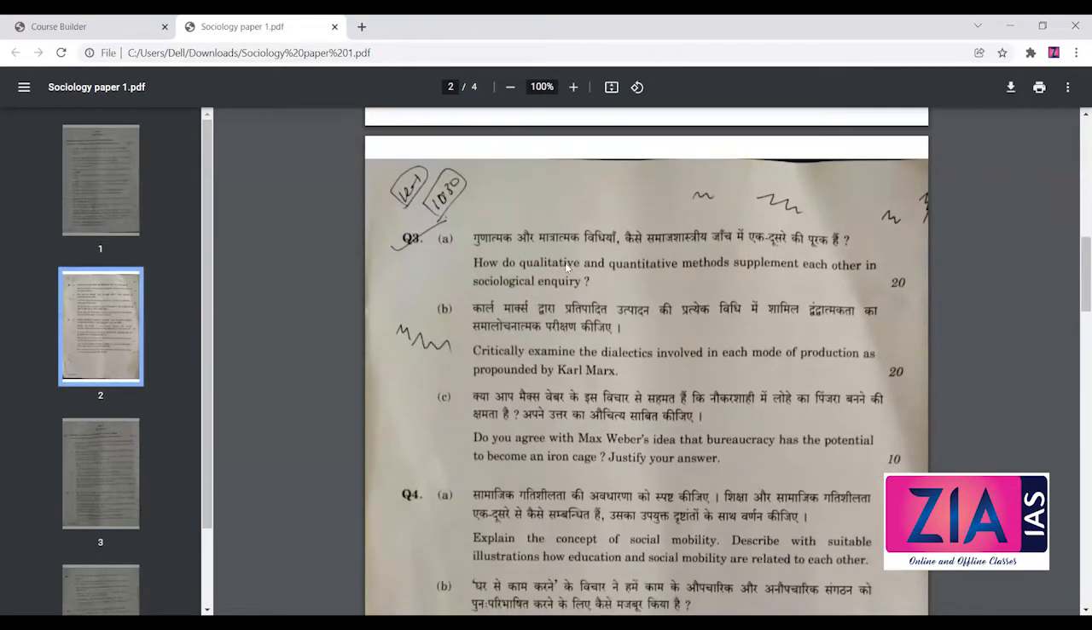Then how do qualitative and quantitative methods supplement each other in sociological inquiry? So in fact, if you remember whatever we have discussed towards the conclusion, we are telling the same thing only. If you look into that PDF, if possible, I'll show you also. We are talking about the same conclusion, right? It should not be seen as something which is dichotomous or extremes. Both need to be used together and both are supplementing, both are complementary rather than contradictory.